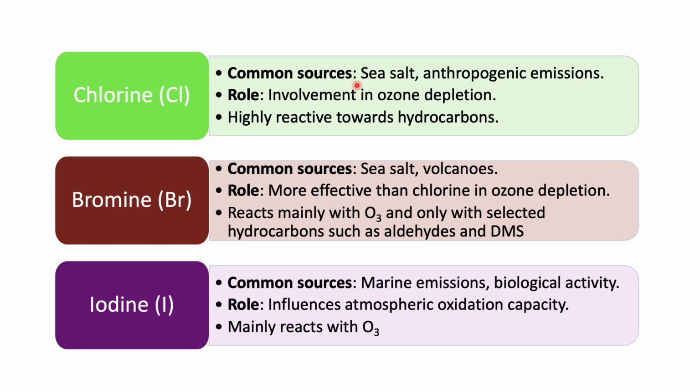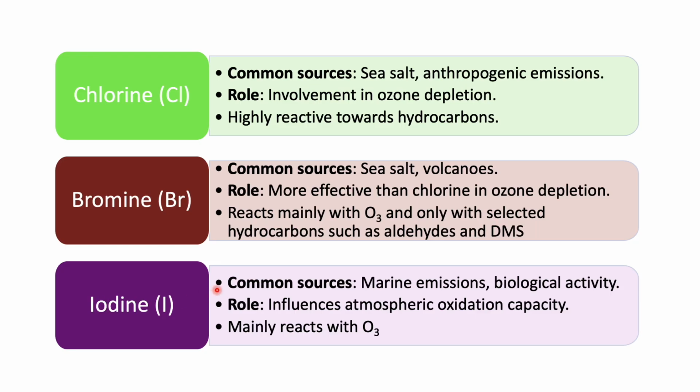The common sources for chlorine include sea salt and anthropogenic emissions. The role it is involved in is mainly ozone depletion, and it is highly reactive towards hydrocarbons. With respect to bromine, sea salt and volcanoes are the major sources, and it is more effective than chlorine in ozone depletion. It reacts mainly with ozone and only with selected hydrocarbons such as aldehydes and dimethyl sulfide.